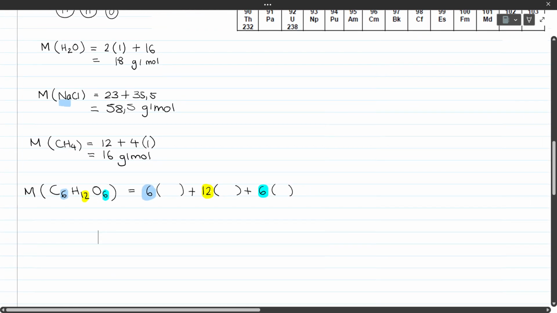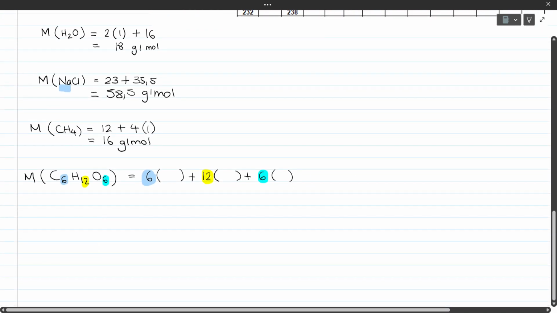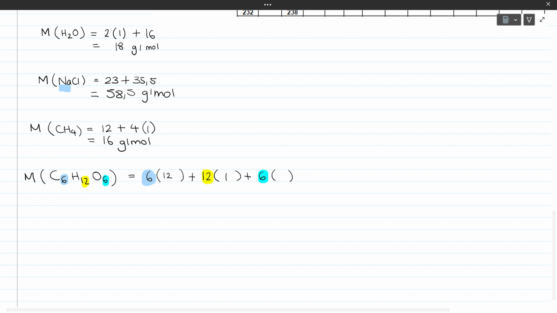So let's go and look up carbon. Carbon we know is 12, right? And then we have hydrogen, which is just 1. And then we have oxygen, which is 16. So there's no need to show simplification. You can go straight to your answer here, and that should be 180 grams per mole.